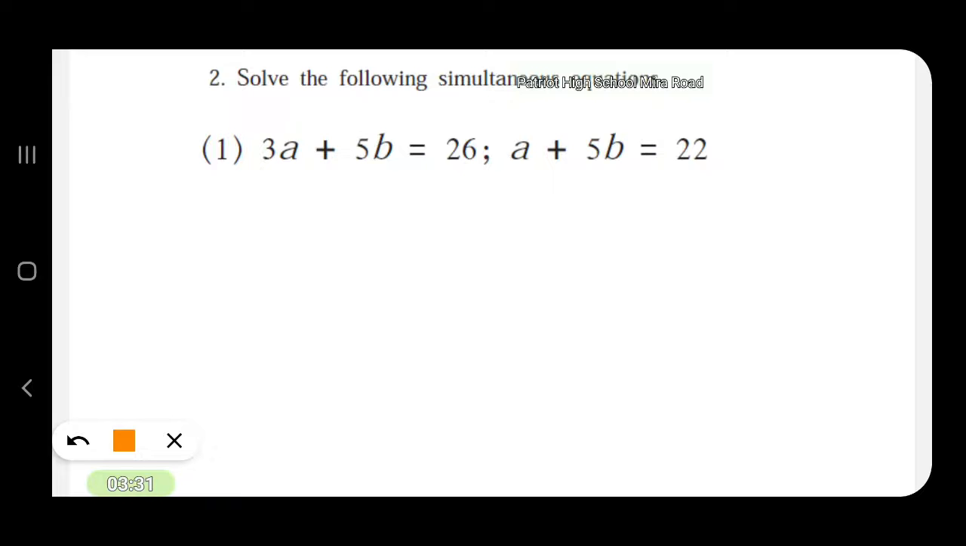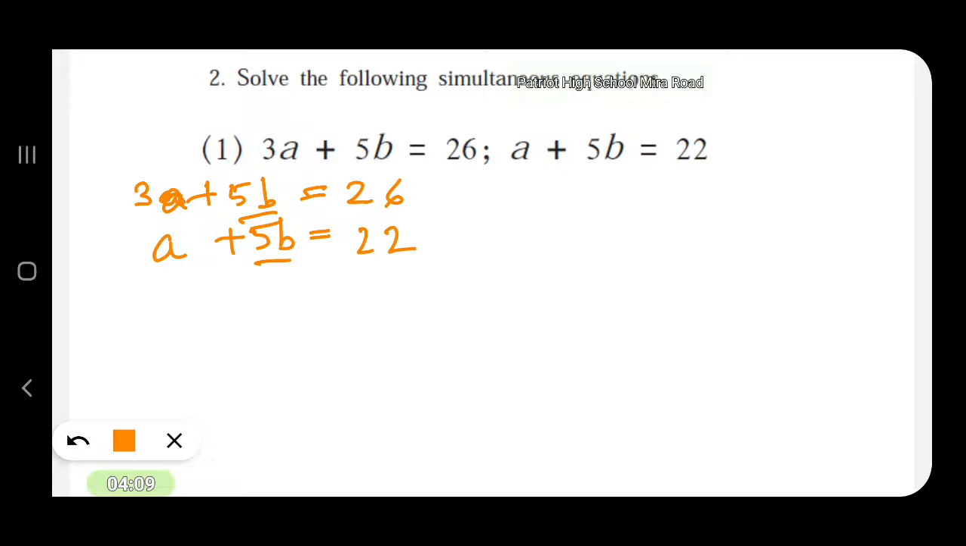Solve the following simultaneous equations. So we will write the equations one below the other. 3a plus 5b is equal to 26. And a plus 5b is equal to 22. Now we say that b is having the same coefficient. Variable b has the same coefficient, and they are equal, means these two quantities are equal.